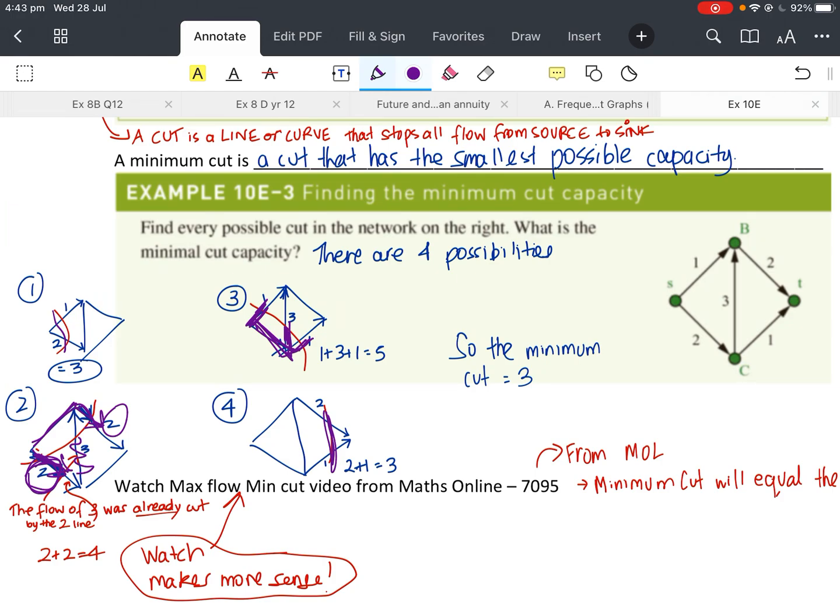So the minimum cut out of all of those, we've got a 3, we've got a 4, we've got a 5, and we've got a 3. So the minimum cut is a 3. So I hope that makes sense. So watch out if the flow seems to be cut.